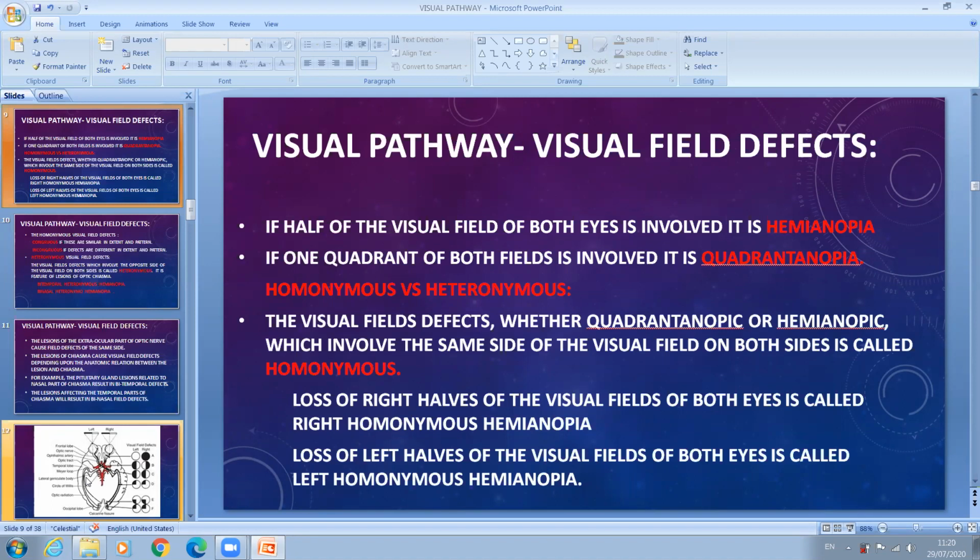definitions? When the visual fields of both eyes are involved, and these visual field effects are on the same side, that means if there are right-sided visual field effects of both eyes, if you take a visual field of the right eye, the right half of the right eye's field is affected, and the right side of the left visual field is affected, that means the right side of both eyes' visual fields is affected, it is called hemianopia.